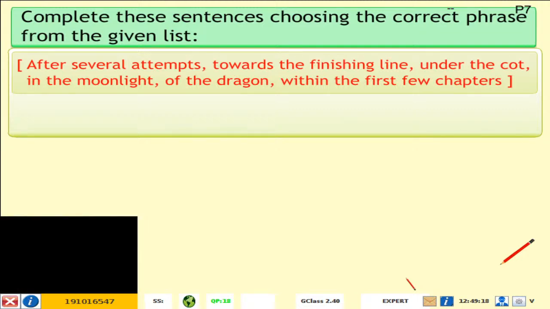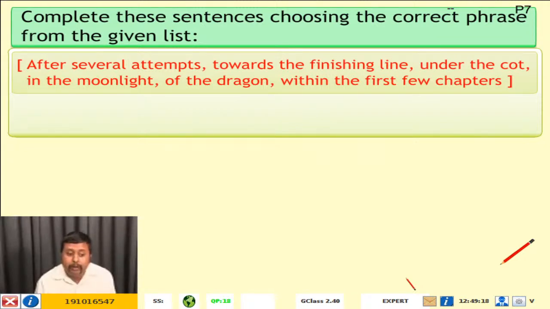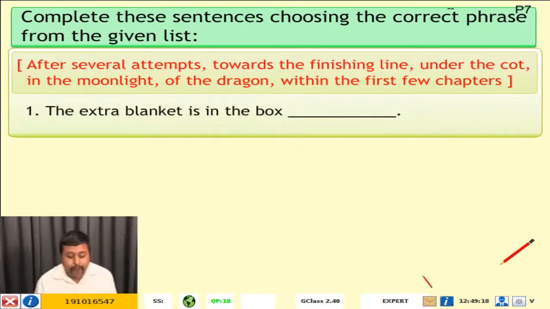Alright, so now what do we have to do? We have to use them in appropriate sentences. We'll have some sentences and what will we do there? Wherever it's appropriate, we will be using these phrases, right? So, the extra blanket is in the box dash. The extra blanket is in the box dash.